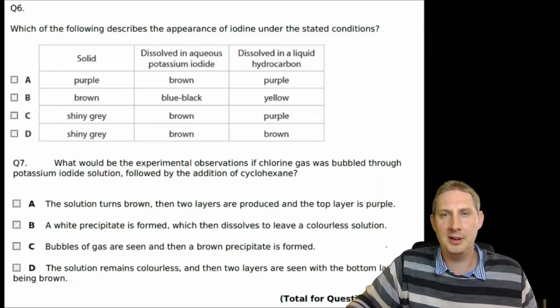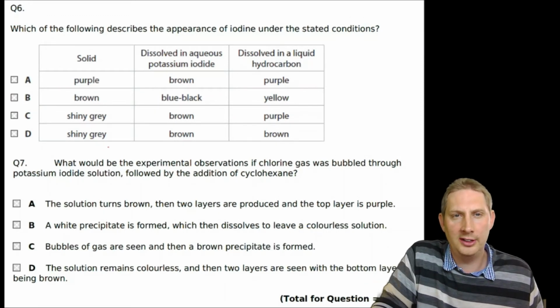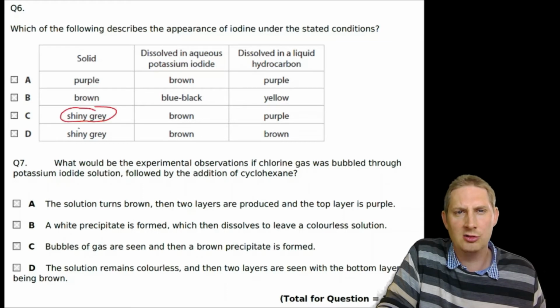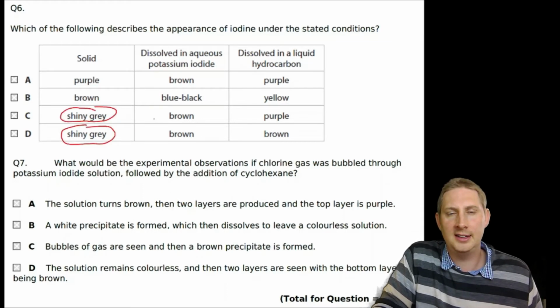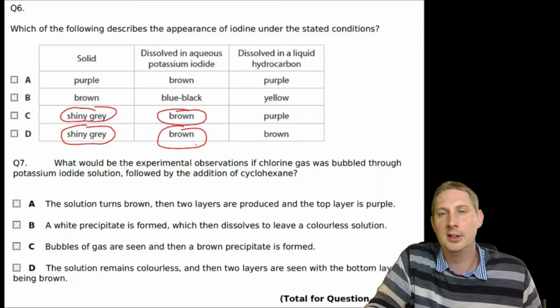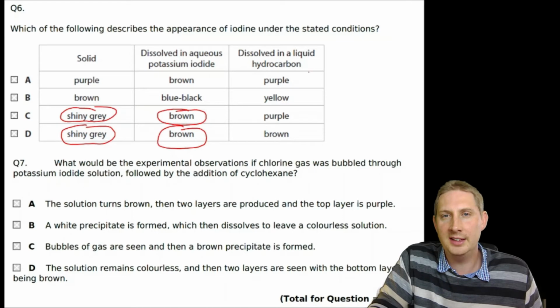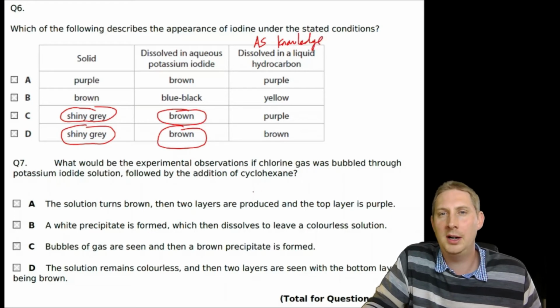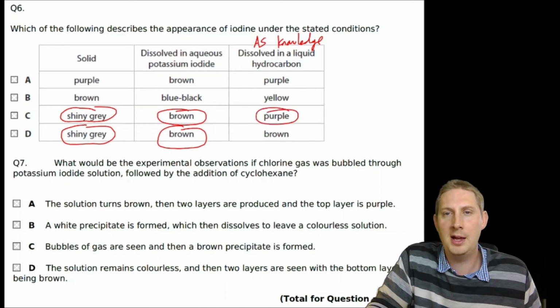Which of the following describes the appearance of iodine under the stated conditions? Well, solid. You know that iodine is a shiny grey solid, so that limits it to C or D already. You hopefully remember that when you dissolve iodine in water, you get a dark brown solution. You hopefully remember those experiments from C1. The thing that's extra, sort of AS knowledge, is that you can test for iodine by dissolving your solution in a hydrocarbon, and you will get a purple layer, so it must be C.